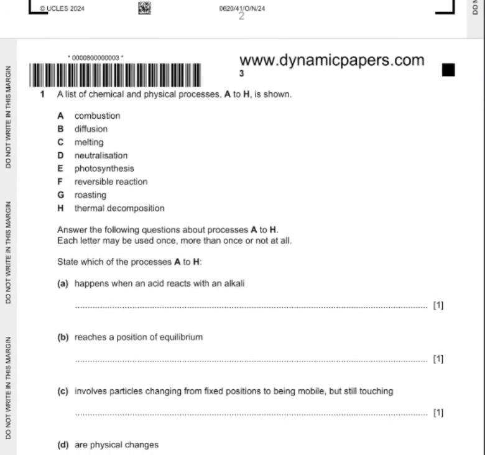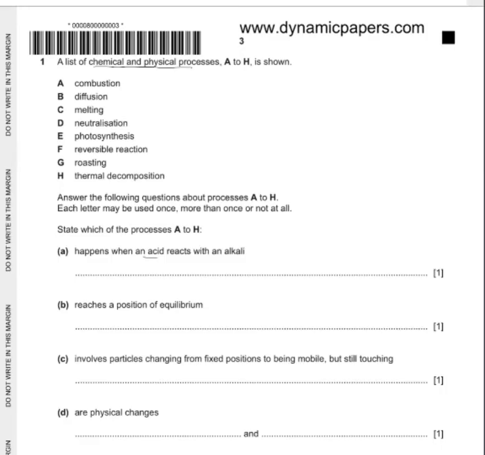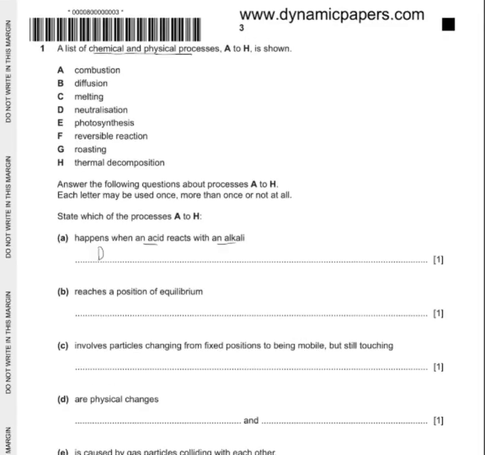Question 1, from the list of chemical and physical processes. State which of the processes A to H happens when an acid and alkali react. This is a neutralization, so it's B. Acid and alkali react to form salt and water. B reaches a position of equilibrium, that is a reversible reaction. When a reaction reaches equilibrium, the forward and backward reactions become equal.